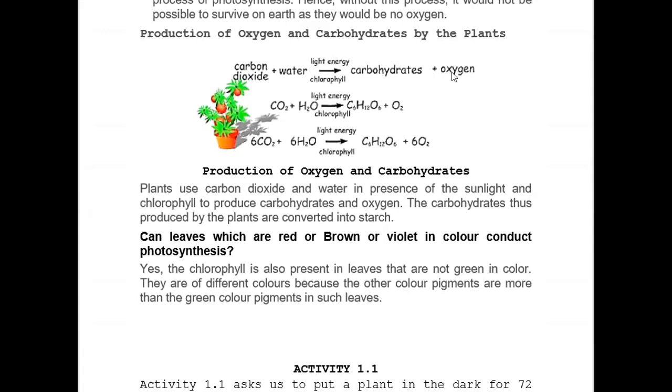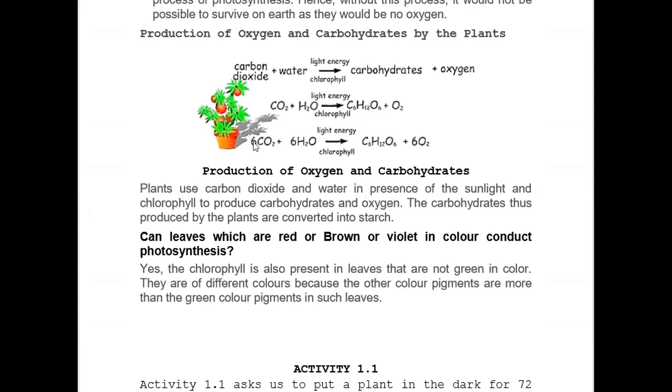And what is the byproduct or the secondary product? That is oxygen. Now, CO2 is the formula for carbon dioxide. H2O is the formula for water. In the presence of light and chlorophyll, it is producing glucose. The formula is C6H12O6, and the secondary product, that is oxygen. Now kids, the glucose that is produced is going to be utilized by the plant, but the oxygen that is produced will go outside the plant and will be utilized by the animals.